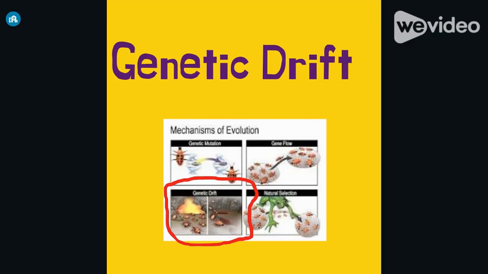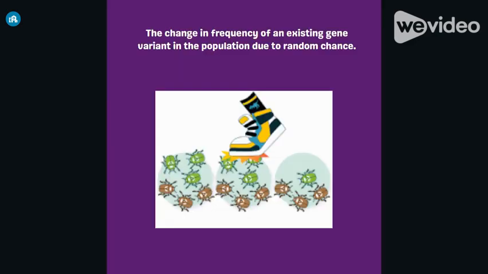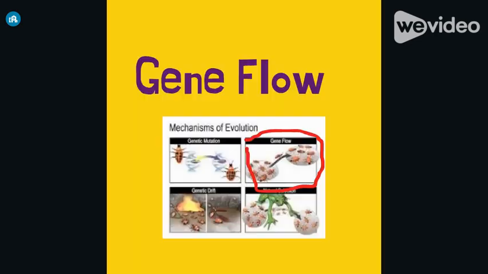Now let's talk about genetic drift. Genetic drift is the change in frequency of an existing gene variant in the population due to a random chance. As you can see in the illustration below, over time, the genetic frequency of an existing gene variant in the colony of bugs caused the green colony to decrease in value, going from 3 to 1.